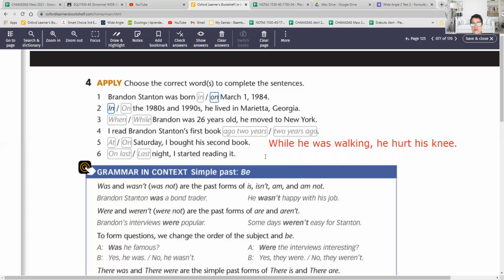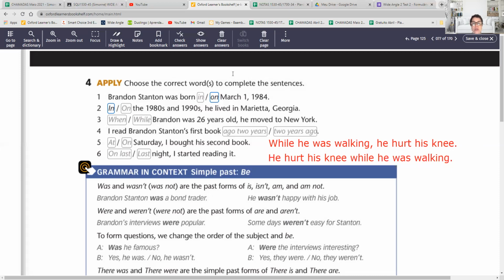Okay, so look. He hurt his knee. Oh my God. While he was walking. He hurt his knee while he was walking. So can you see now the difference between while and when? I usually introduce a sentence in the continuous form when I use while.